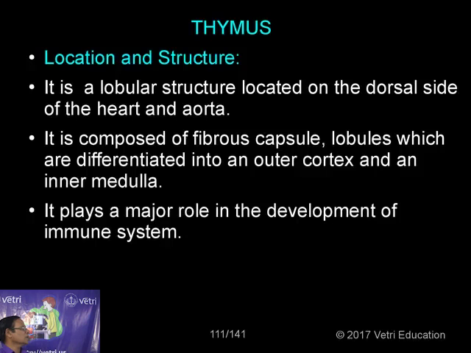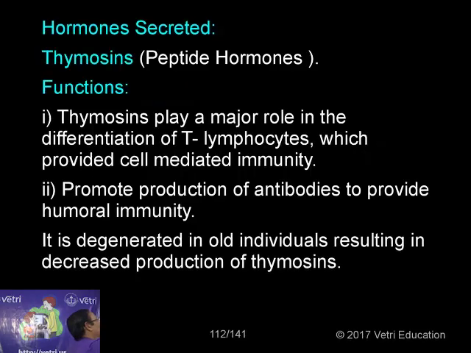It is a lobular structure located at the dorsal side and the upper side of the heart and aorta. So, it is composed of an outer fibrous capsule, we call the cortex and medulla, and they are producing mainly the lymphocytes, along with thymosin, one substance. The peptide hormone is also secreted by this one.